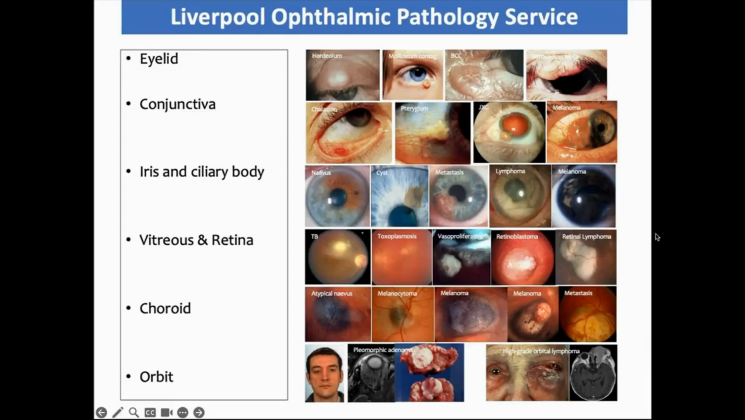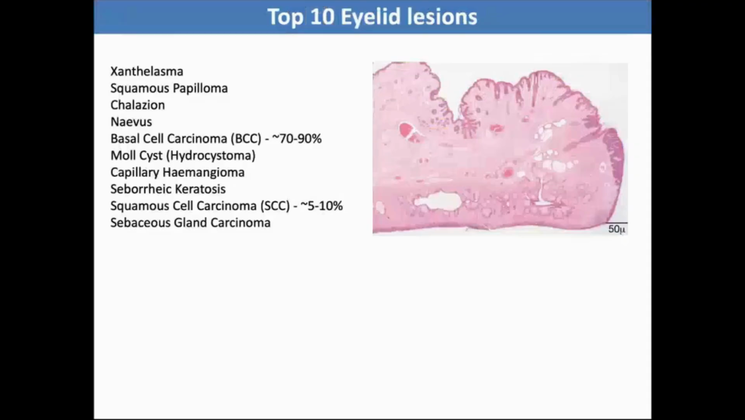So what I'm going to do is try and give you an overview of all of these different tumors which can arise at the different locations. However, given the time constraints, I realize that I won't be able to go into every single one. So just starting with the top 10 eyelid lesions.